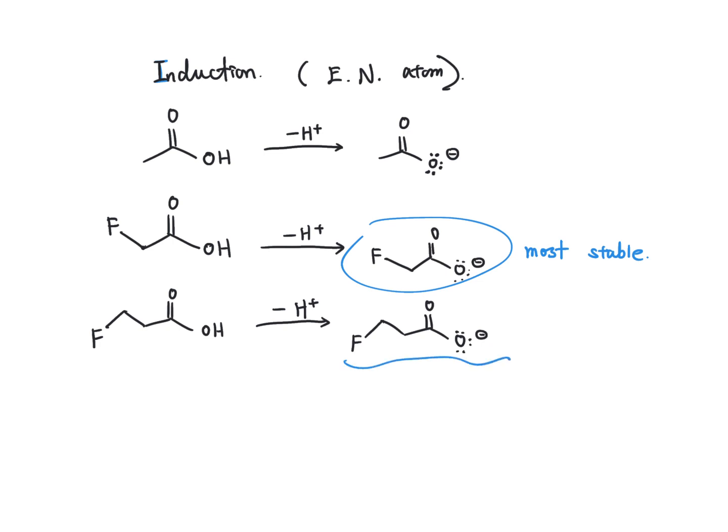followed by the first one, and then the third one. So based on the stability of the conjugate base, this is the most acidic acid in this case, then this is the second one, and this is the least acidic acid in this group, based on the induction effect. So the last effect, the H, is hybridization.